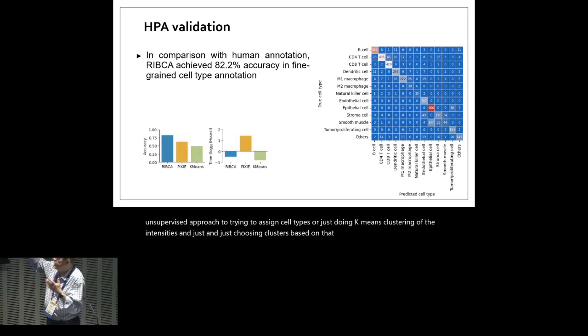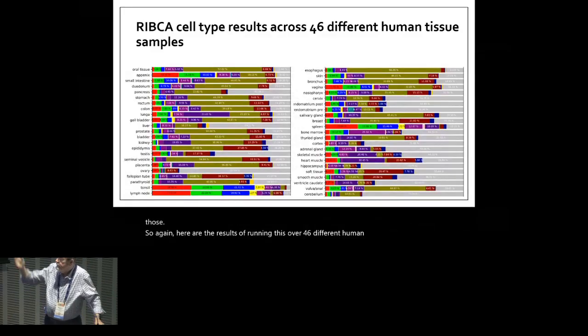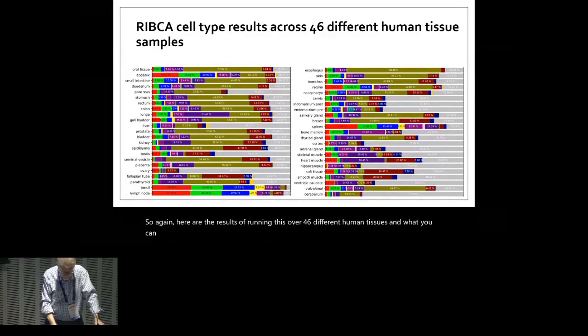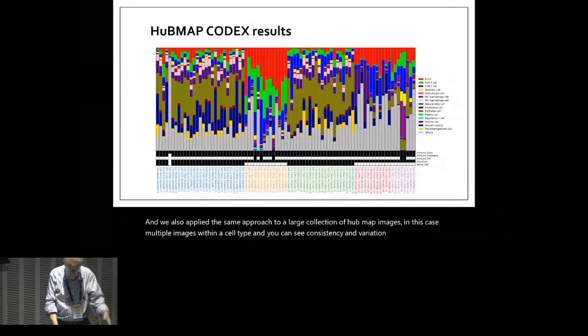Again, here are the results of running this over 46 different human tissues. And what you can obviously see is that different tissues differ in their cell type composition. We also applied the same approach to a large collection of HuBMAP images. In this case, there are multiple images within a tissue type, and you can see consistency and variation from image to image from the same tissue type.